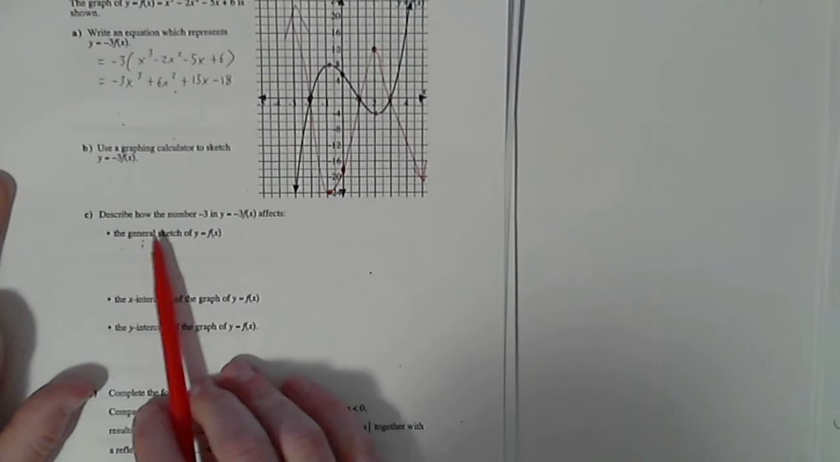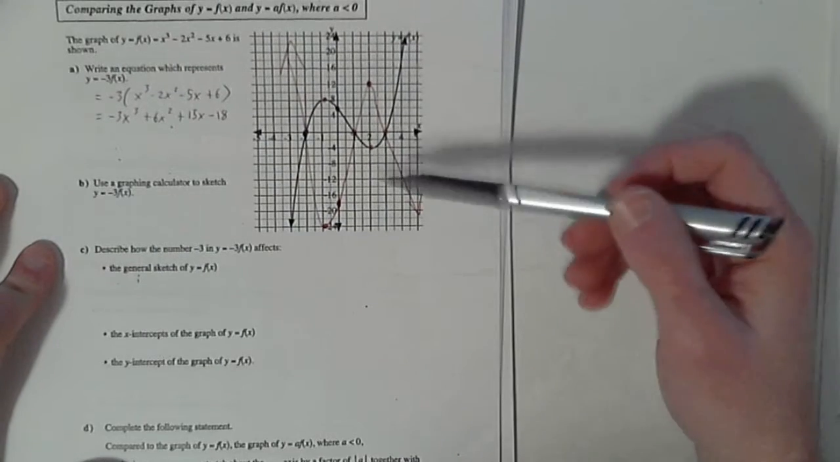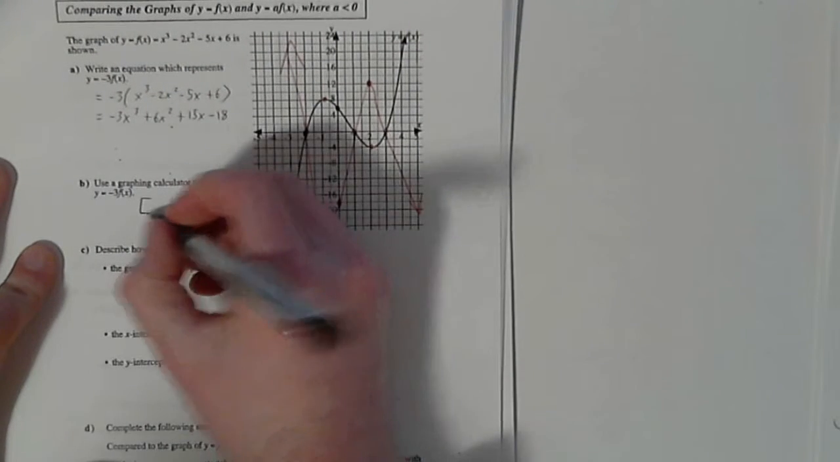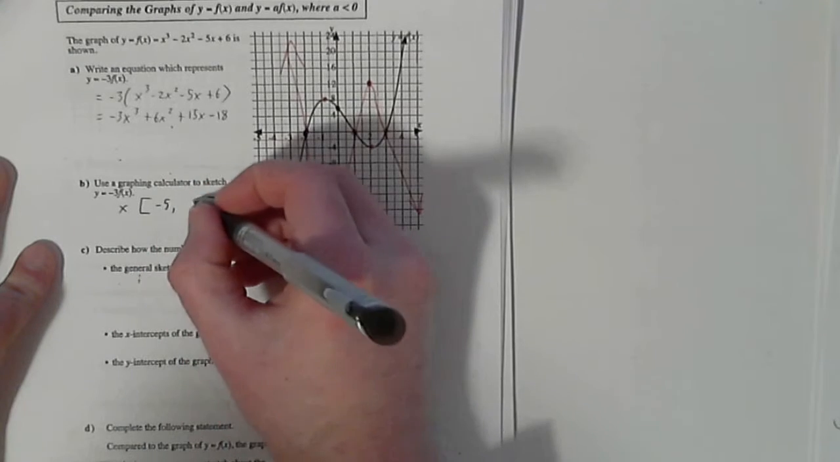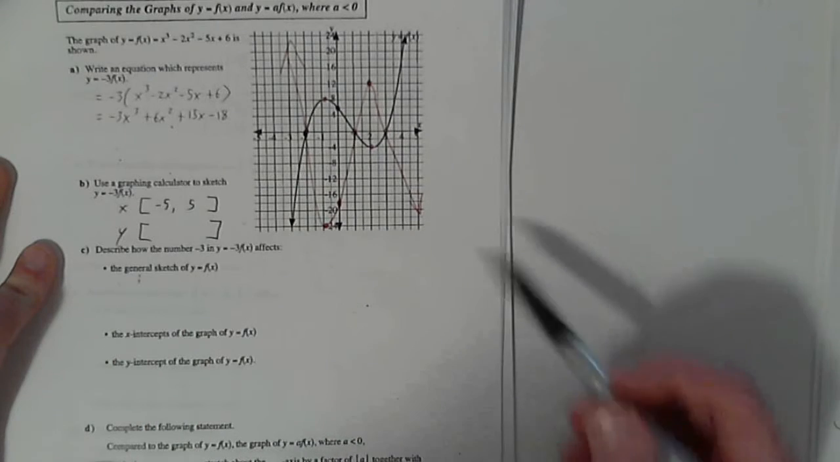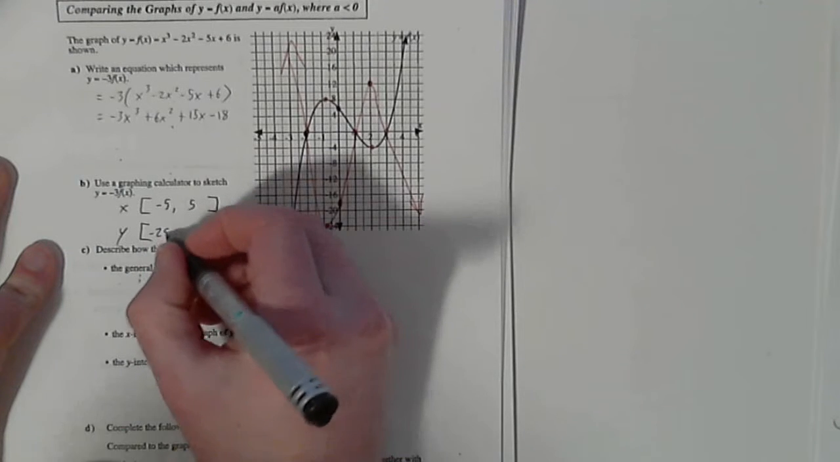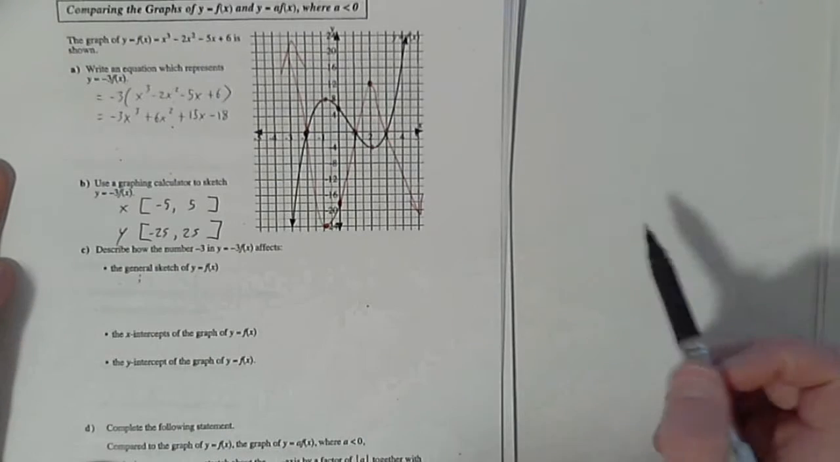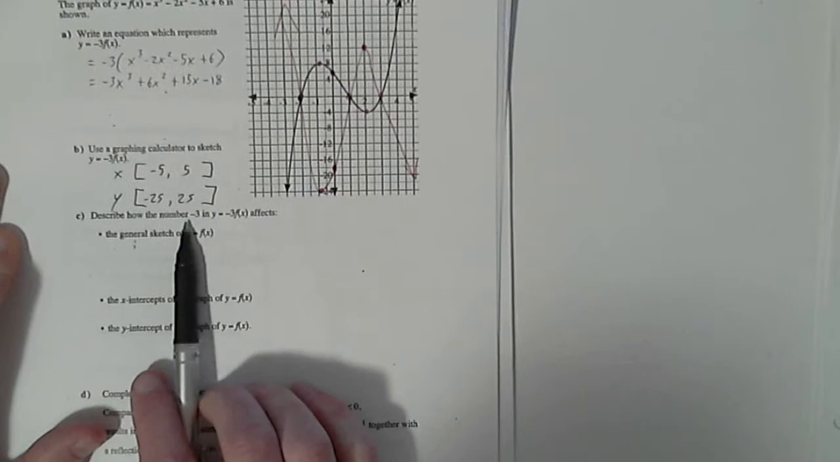Describe the number -3, how it affects the general sketch. If you're using a graphing calculator, you need to change the window, probably. So you're going to want the window to be, for x, -5 to +5. For y, from -25 to +25, to be able to see it correctly. So you have to go into window and change those settings. Describe how it affects it.